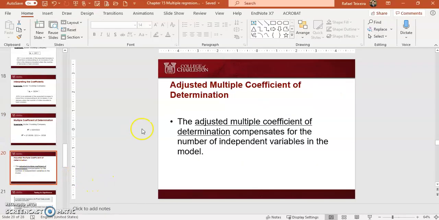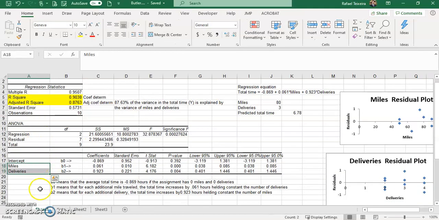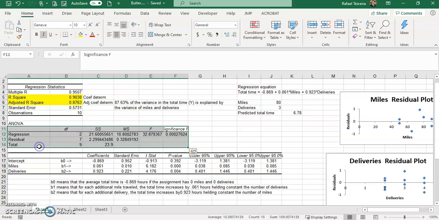Okay, so this is what it's saying. The adjusted multiple coefficient of determination compensates for the number of independent variables in the model. Okay, so I'm going to stop here and prepare another video about interpreting the F test, the ANOVA, and the test of significance.